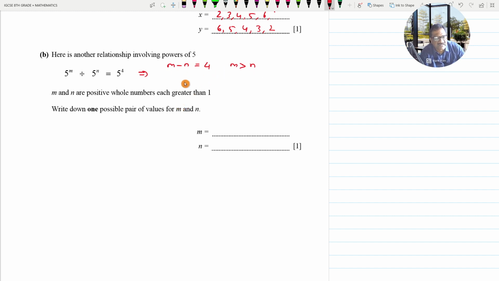Okay, so we can start with m is equal to 2 here also. Okay, but if you take m is equal to 2, you will not get any number n so that m minus n will work out to 4.